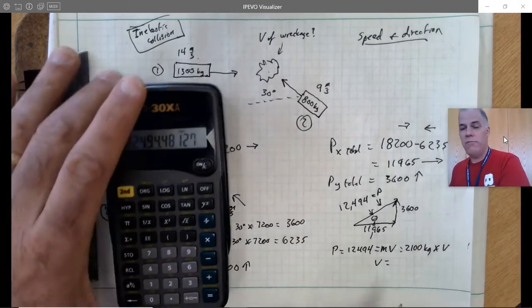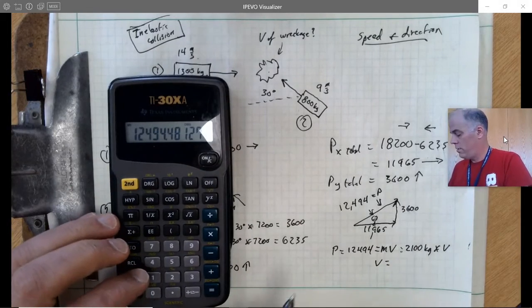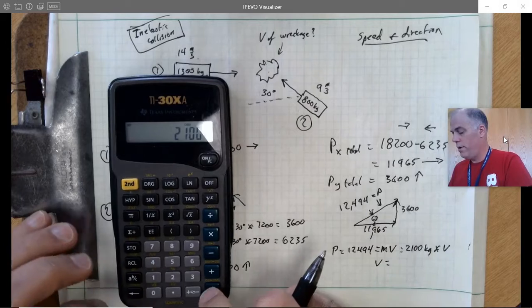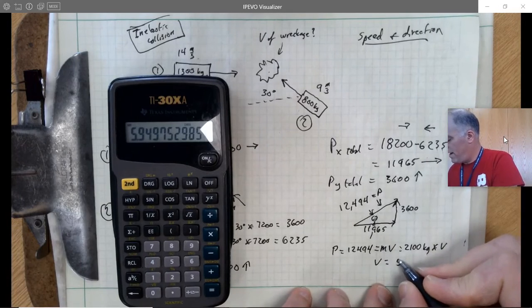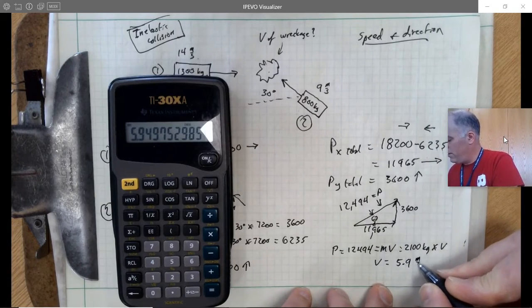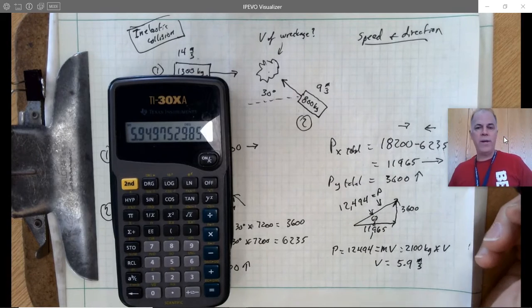So that means that V, we divide this by 2,100, comes out to be 5.9 meters per second.